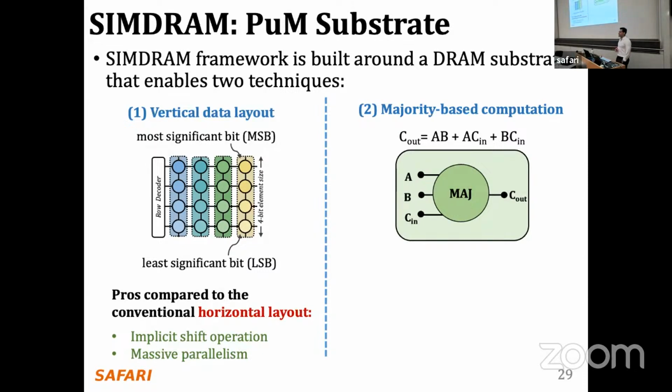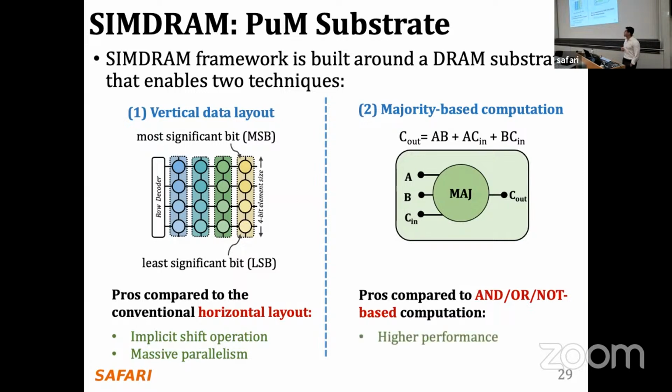However, since the primitive that you have in DRAM computation is fundamentally majority gates, it's much more beneficial for us to just use majority-based logic instead of conventional Boolean algebra to compose our operations. This enables higher performance because we need fewer triple row activations to realize a given operation, and higher throughput because the latency is smaller again.